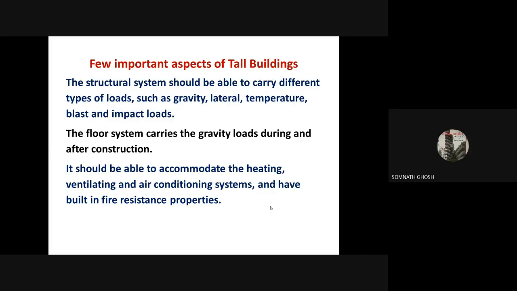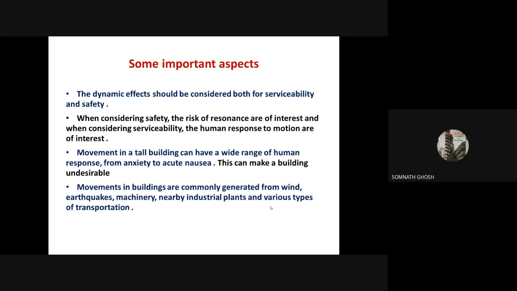So you have to think about it. Don't neglect these parts. Now you see, the dynamic effect should be considered both for serviceability and safety. Try to understand the sentence. Serviceability means the maximum displacement at the top of the building, the drift. Safety means any column, beam, whatever it is, it will not collapse.